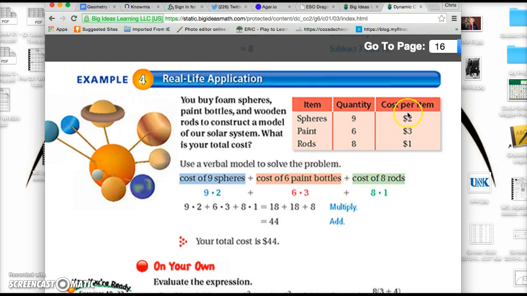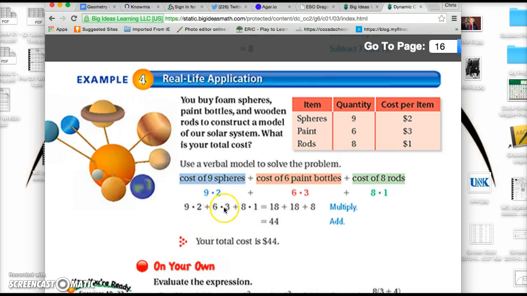Well, they give you the cost of all of these things right here. So really what we're doing to figure out our price, you guys, is we're taking this column times this column, and then we're adding those two together once we get the final answer for all of those. So 9 times 2 gives us the cost of the spheres, 6 times 3 gives us the cost of the paint, and then 8 times 1 gives us the cost of the rods.